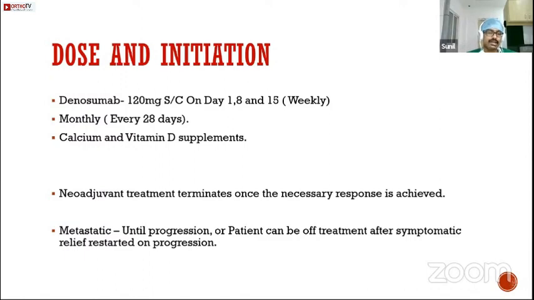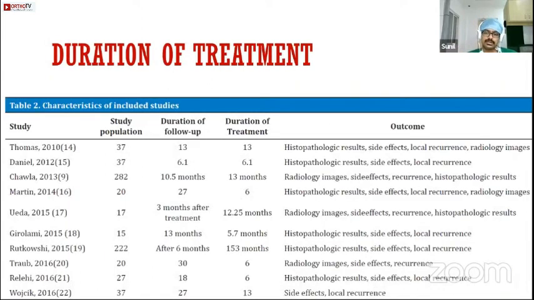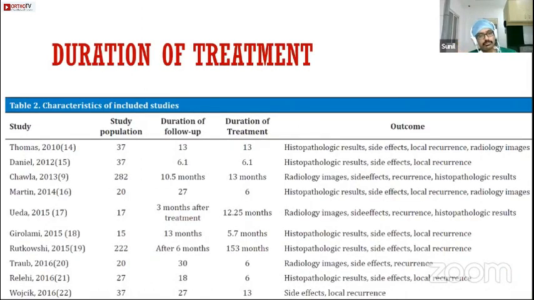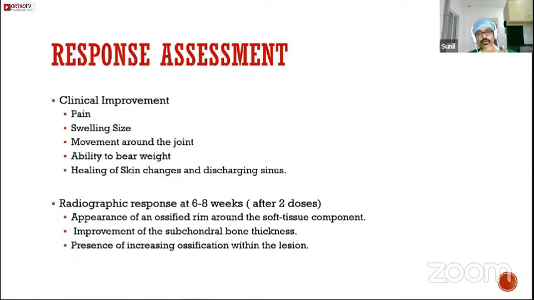of treatment. In the metastatic setting, we usually treat until progression, or the patient can be off treatment once the patient has become asymptomatic, and it can be restarted once there is progression of symptoms. There is no phase 3 evidence for doing either of this, but this is what is done in real time. So, based on various studies, the usual treatment duration of denosumab has varied between 6 to 15 months.